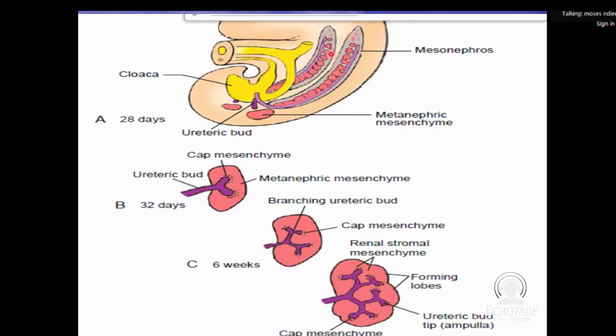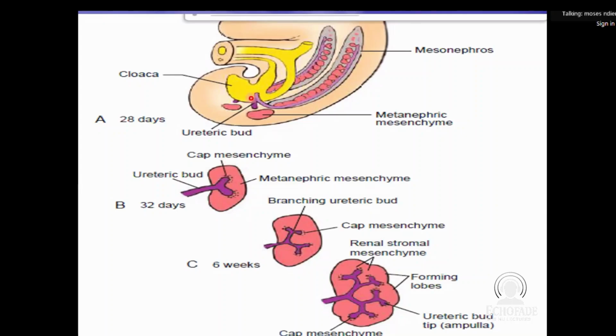What can go wrong? Suppose you do not have any ureteric bud. Absence of ureteric bud means there will be no induction of the metanephric mesenchyme, so there will be no kidney formed. That is agenesis of the kidney.